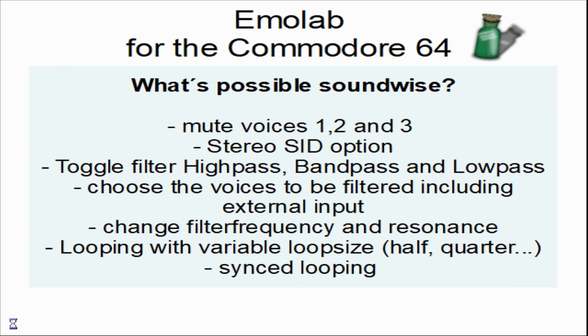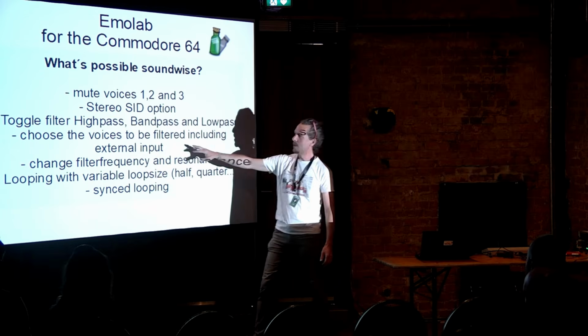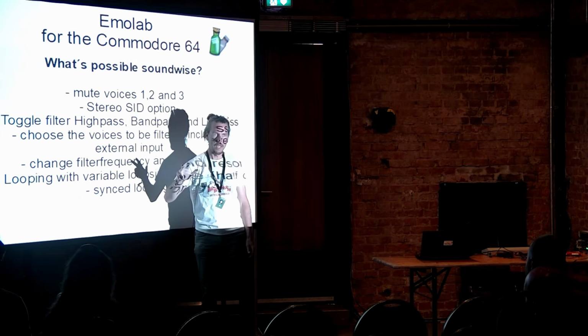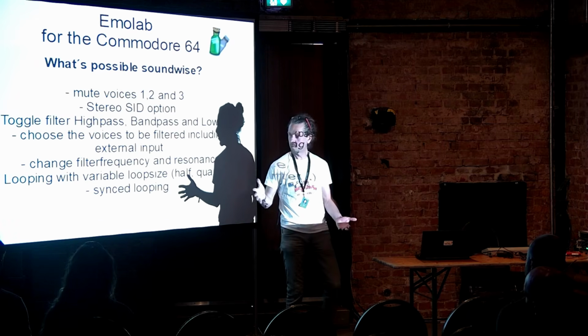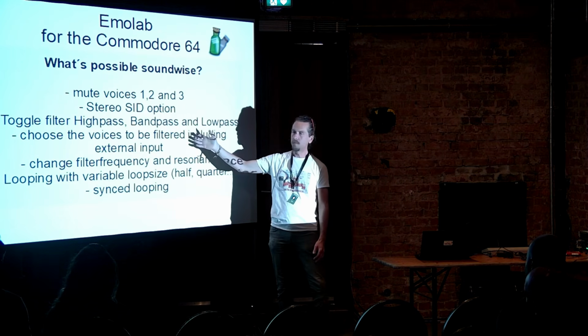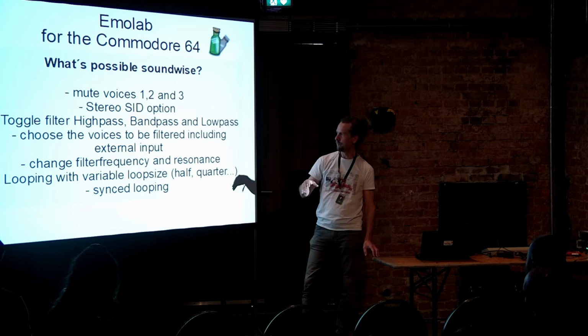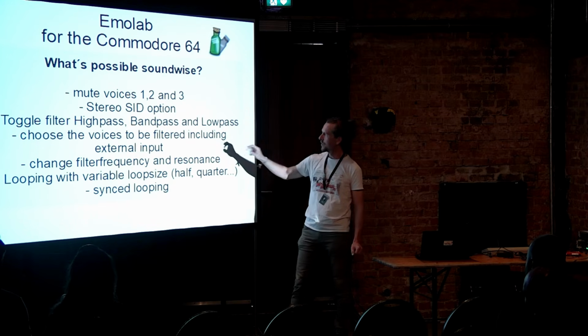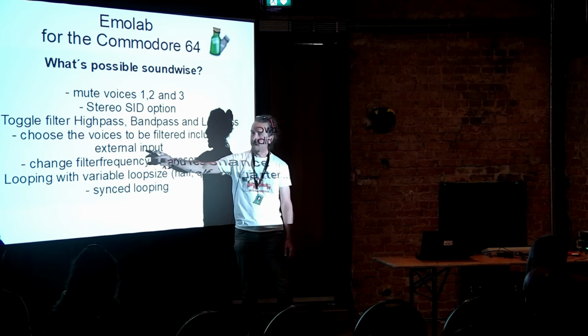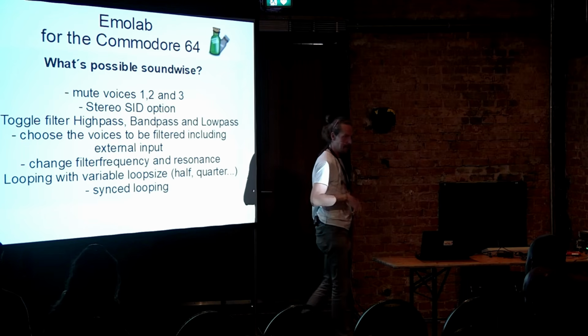On the C64 SID chip, you have a filter. You can set one filter for high pass, band pass, and low pass, and you can activate which of the voices it applies to. You have 3 with one SID chip, or 6 with 2. You can say which voice you want to be filtered, and the others are just played normally. And you have a fourth voice, which is the external input.